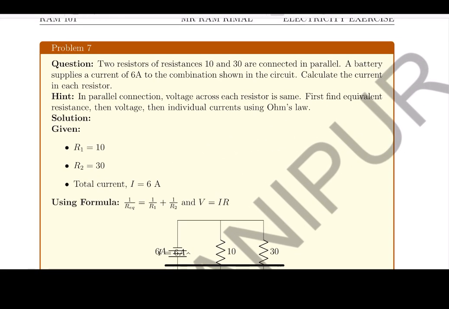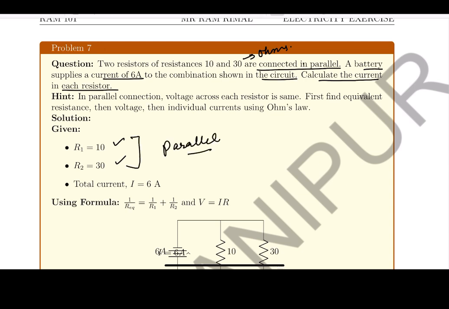Let's go next. Question number 7 says, two resistors of resistance 10 and 30 ohm. Why am I not writing ohm in all the questions? Ohms are connected in parallel. A battery supplies a current of 6 ampere to the combination shown in the circuit. So calculate the current in each resistor. Okay, two resistors are there, R1, R2, and these two are connected in parallel. The current is 6 ampere.